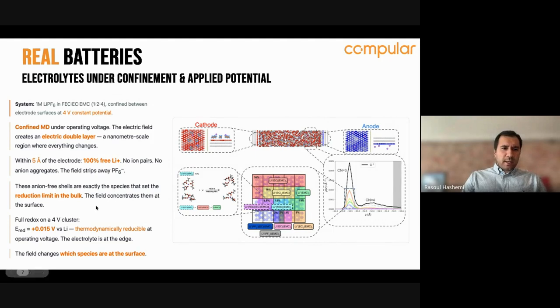So if I look at the first layer of the double layer that I find, there is no anion in it, and I can see that there are different clusters in it. For one of the clusters, I found the reduction potential is a very small value compared to Li. So it's thermodynamically reducible at that operating voltage. And the voltage that we are applying here is different. In this case, it's 4. So what we learn here is that the field changes which species are at the surface.